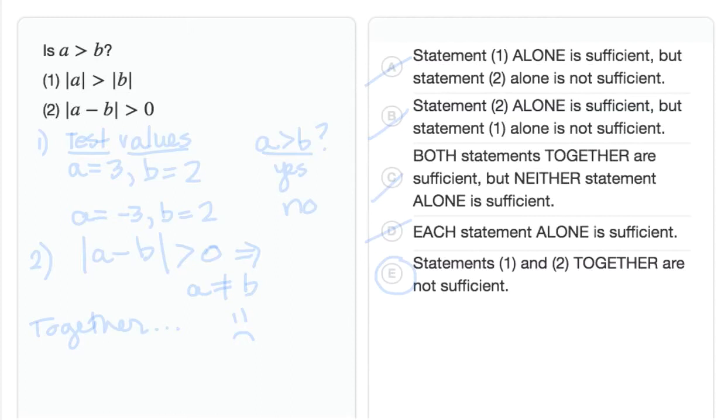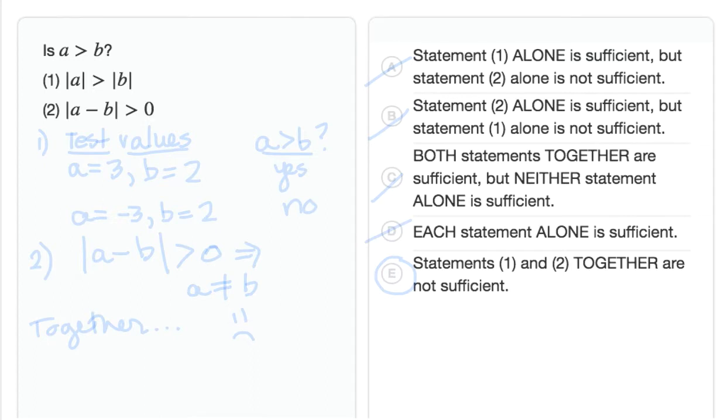For this data sufficiency question, let's consider each statement separately first, then together if necessary. So this question asks, is A greater than B? Let's start by looking at statement 1. Statement 1 tells us that the absolute value of A is greater than the absolute value of B.